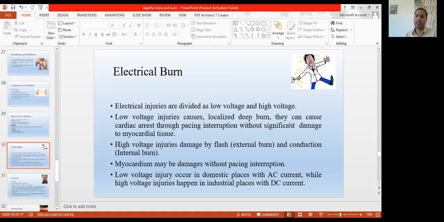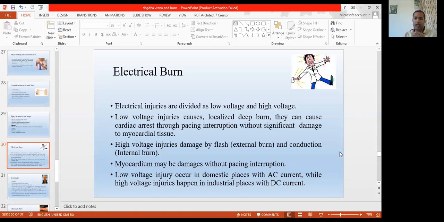Next, the electric burn injury. So electric burn injuries are divided into two parts. First is the high voltage, and second is the low voltage. So high voltage and low voltage, two kinds of injuries happen in electric burn cases. Usually the low voltage injury happens in domestic cases, meaning in the household, when the patient gets an electric shock by somehow touching an electric wire, so they get that burn injury. It's only a local injury, meaning only the local tissue is damaged.